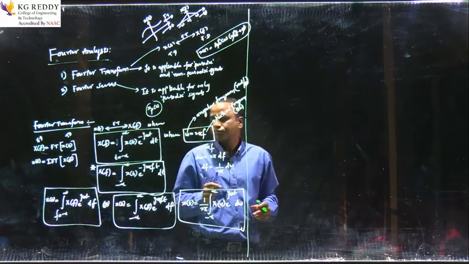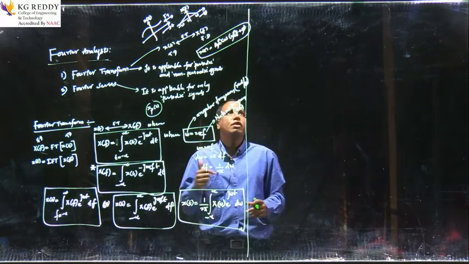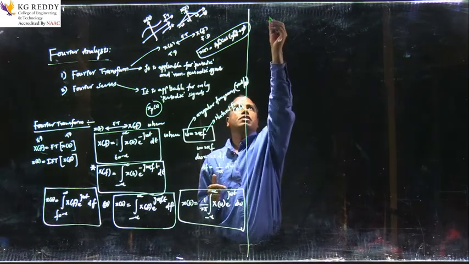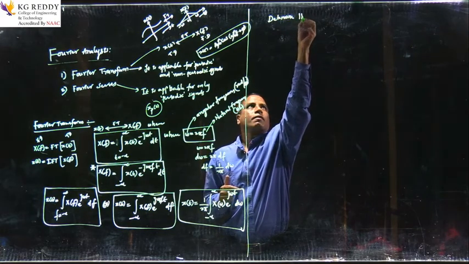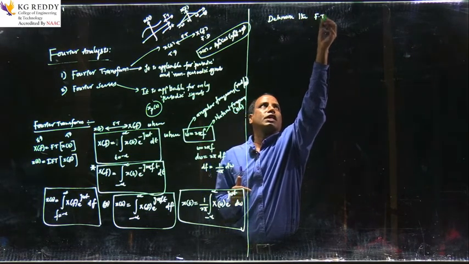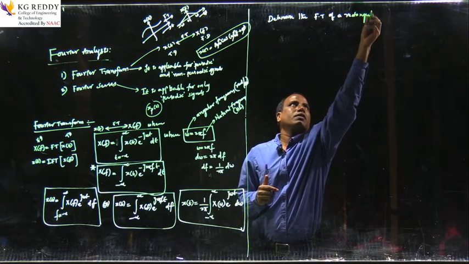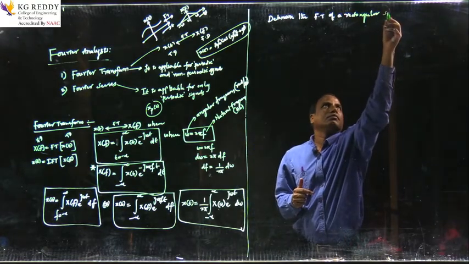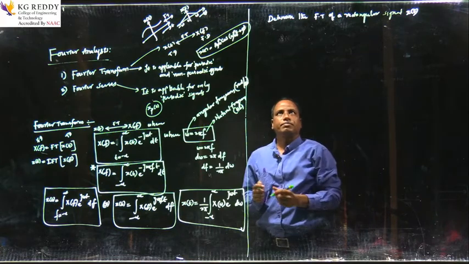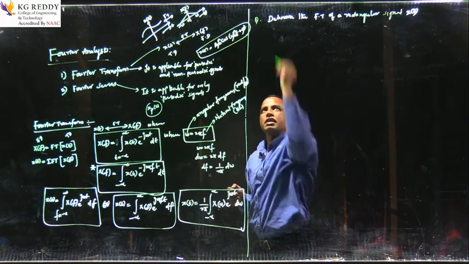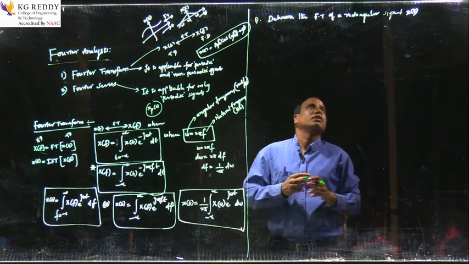Now let us try to understand how this definition will help us to determine the Fourier transform for various signals. Let us start with a simple question: determine the Fourier transform of a rectangular signal x of t. This is the question. And let us understand how the Fourier transform will be determined with the help of this fundamental definition.